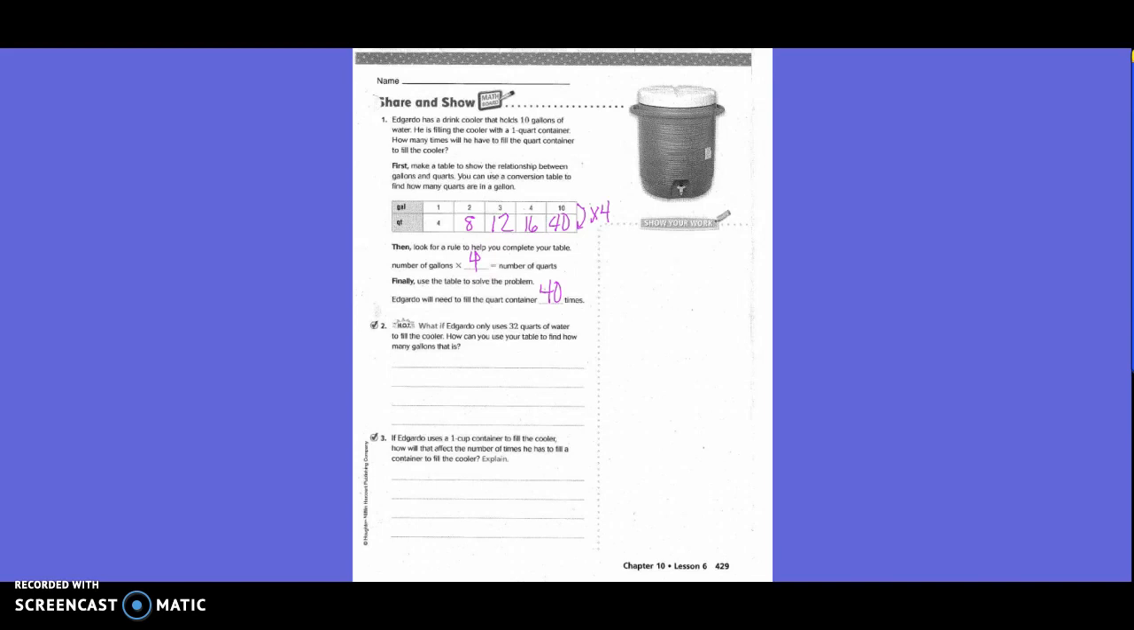32 divided by 4. You could do 32 divided by 4, because we know that there are, what's our conversion, guys? How many quarts are there in a gallon? 4. There are 4 quarts in 1 gallon.